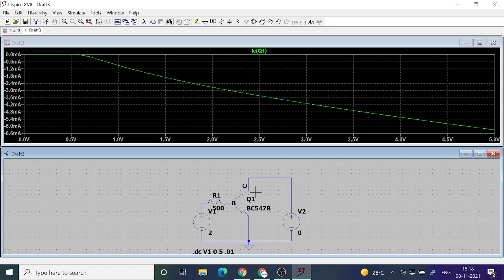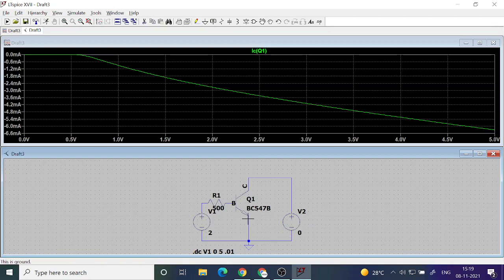Is that clear? Yes, sir. So the collector current is coming out of the terminal. Now I am not telling why it is happening. This is how it is happening when I give 0 volt. Now we are going to change this voltage and increase it in a moment.